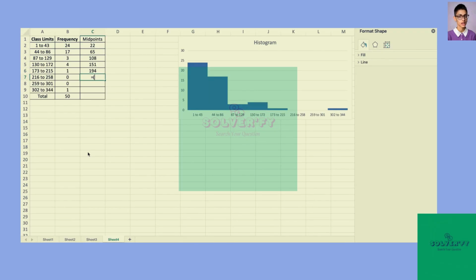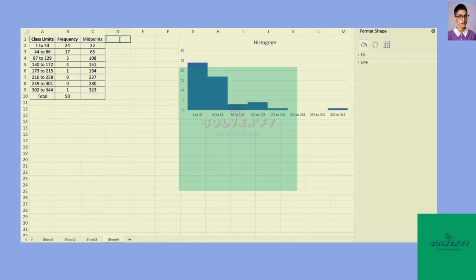Then equals, in my parentheses, 216 plus 258, and then divide by 2. And then I have equals 259 plus 301, close my parenthesis, divide by 2. And for the last one, in parentheses, 302 plus 344, divide by 2. And there we go, so there are my midpoints.